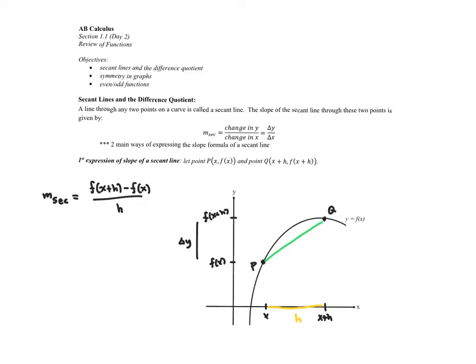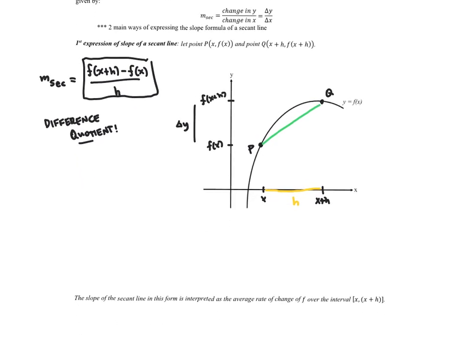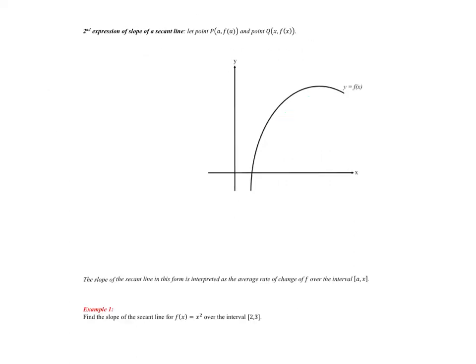And this is typically referred to as the difference quotient. Let's see if I can spell it right. Got it. This expression right here is typically referred to as the difference quotient. It is the slope of the secant line, and many times, as you can see here at the bottom, the slope of the secant line in this form is interpreted as the average rate of change over the interval x to x plus h. All right, let's continue on the next slide.